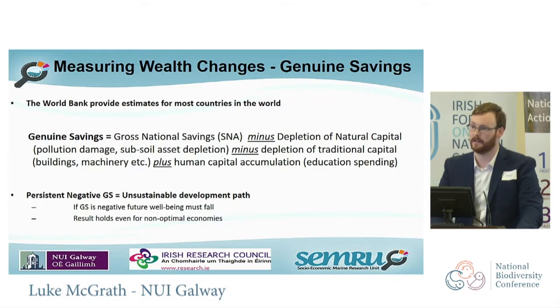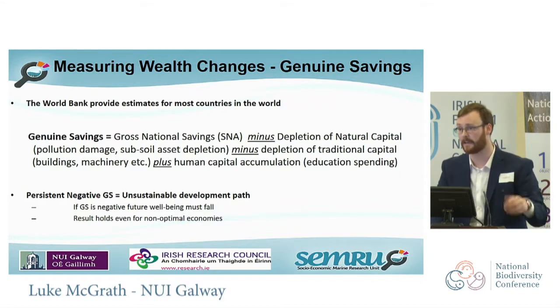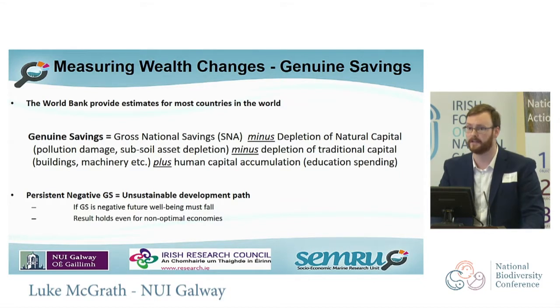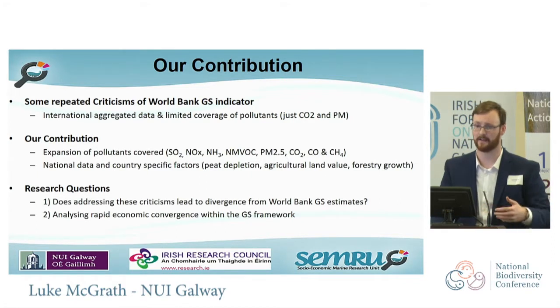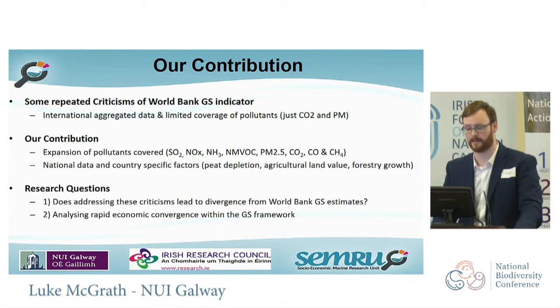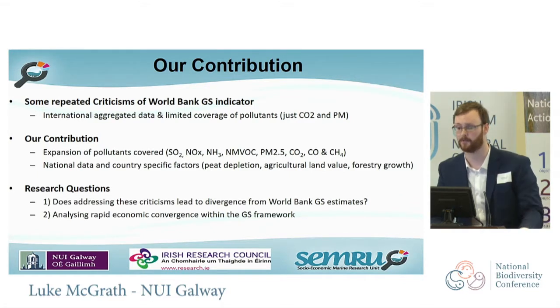Persistently negative genuine savings provide a signal that the economy is failing to provide its ability to maintain future generations with well-being. The World Bank has very much taken on the mantle of genuine savings and provides estimates for most countries in the world, including Ireland, but its focus is on comparability and consistency, and this leads to a number of inevitable limitations. These include a reliance on highly aggregated international data, as well as a limited coverage of pollution damages. So our contribution was to focus on Ireland, which allowed us to extend the number of pollutants covered and to look at some country-specific factors like peat depletion that aren't covered by the World Bank.